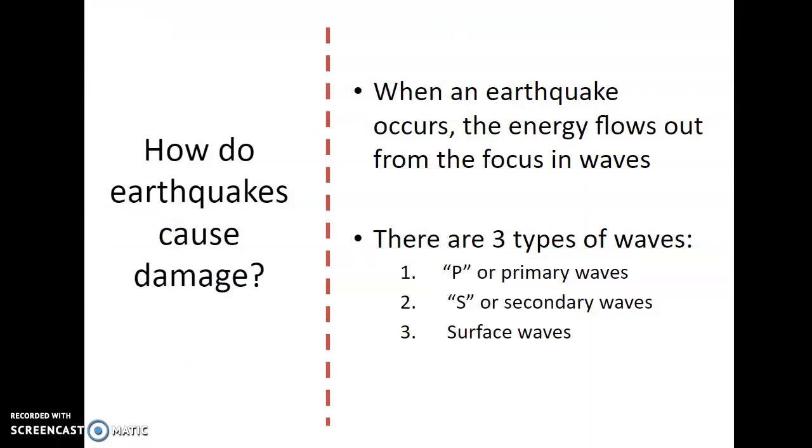What happens when an earthquake occurs is the energy flows out from the focus, from the center underneath the epicenter, in three ways. There are three types of waves, which we'll talk about, including the primary waves, or P waves, the secondary waves, or S waves, and surface waves.